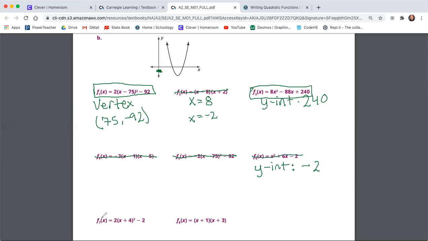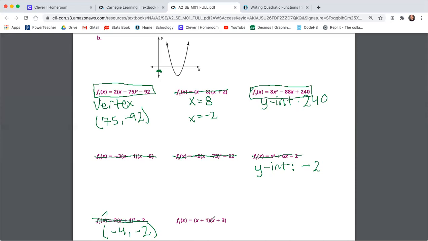Moving on, we've got another vertex form. This vertex is at negative 4, negative 2. We do not go left 4, down 2 to get to the vertex. We would have to go to the right to get to our vertex. So this can't be it. That cannot be our function.